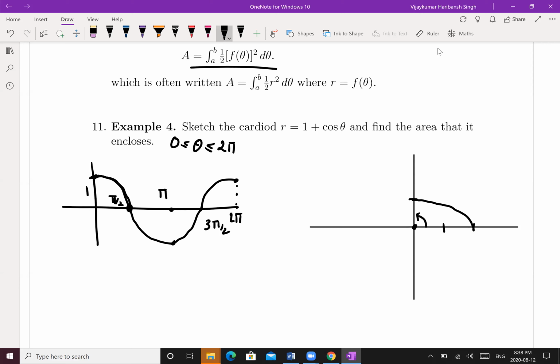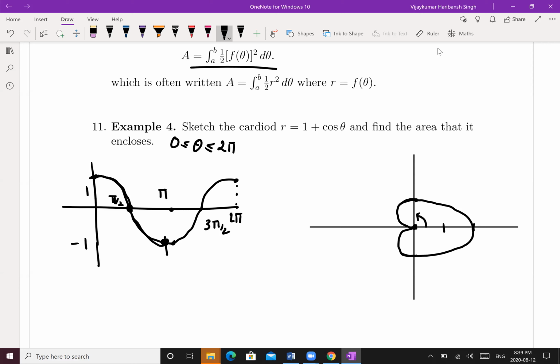After that, it basically goes negative, right? So at pi, cos becomes minus 1, so 1 plus minus 1 becomes 0. Now after that, it's really symmetric, so you will see that the same thing will follow. So this is the graph of your cardioid in polar coordinates.